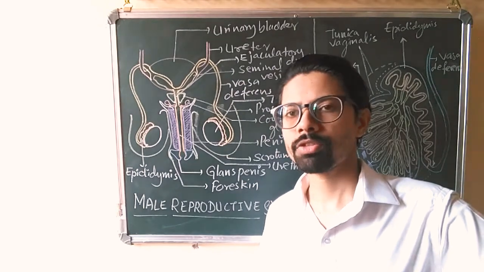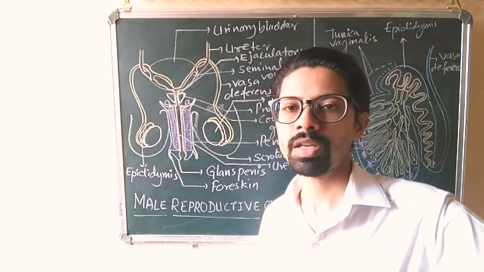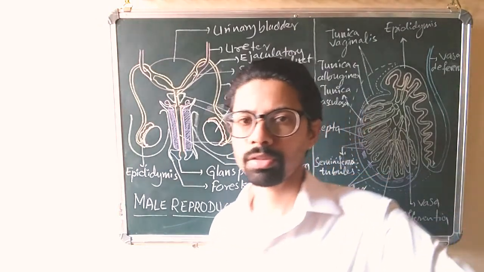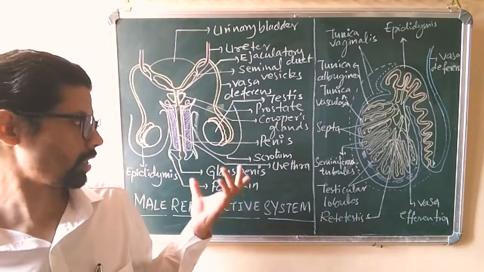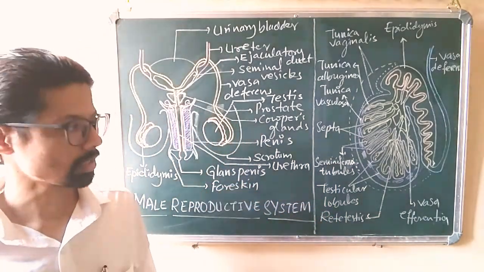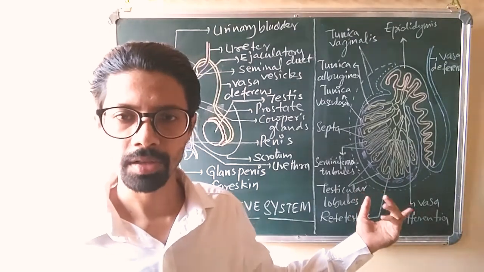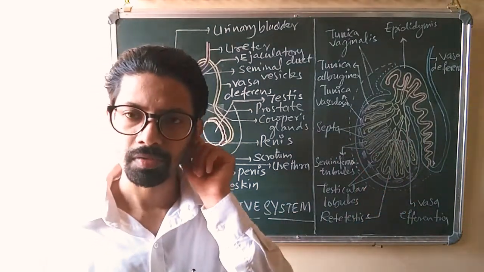So this video is a continuation of the male reproductive system from the last video session. As you can see on the board, we are going to discuss today the diagrammatic representation of the male reproductive system, and one by one we'll discuss its parts. This is the lateral section of the testis.